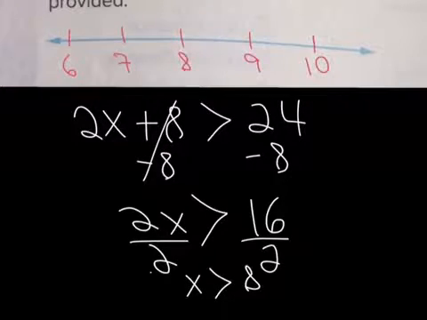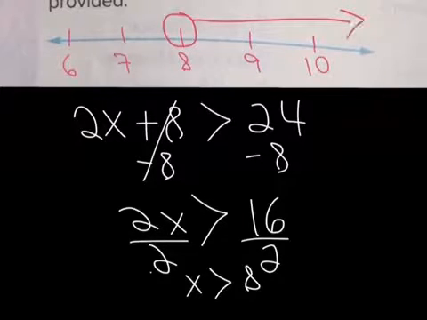So then when we graph it, we know it has to be greater than 8. I'm going to draw a circle around 8 and not color it in because it's not equal to 8. It's just greater than 8 and color everything higher. So x can be anything in here. Not 8, but anything above 8, greater than 8.